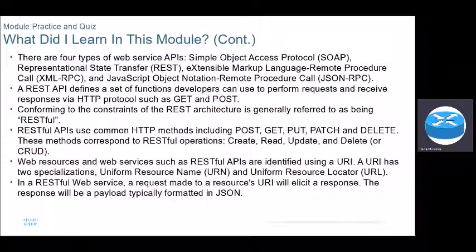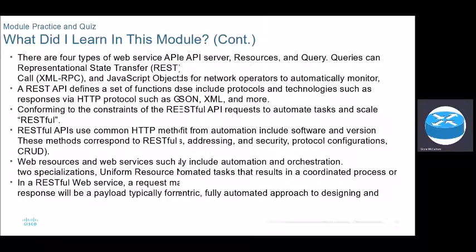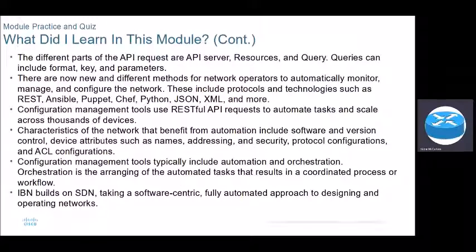Web resources and web services such as RESTful APIs are identified using a URI, and it has 2 specializations, so URN or URL. In a RESTful web service, a request made to a resource URI will elicit a response. The response will be a payload typically formatted in JSON. The different parts of an API request are the API server, resources, and query. Queries can include format, key, and parameters.